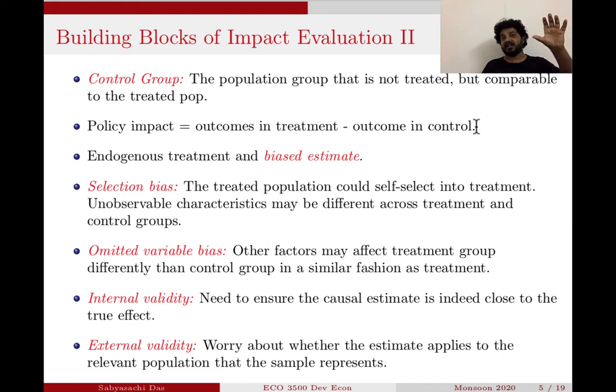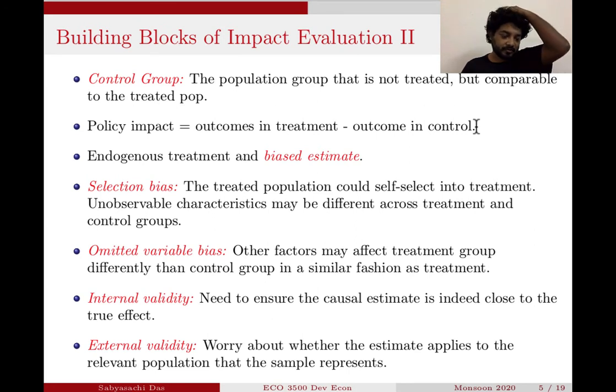So the first is the selection problem: individuals choosing to be in the treatment group versus the control group. That's selection. And the second is that there might be other things happening along with the treatment which might also affect the treatment group differently and hence get captured in the estimated effect, which would be a bias. That's the omitted variable bias. So these two are the main worries when you are generally trying to estimate the effect of a policy.